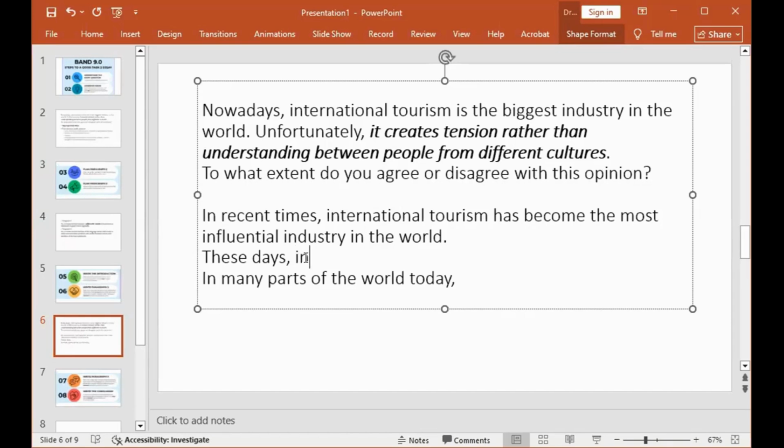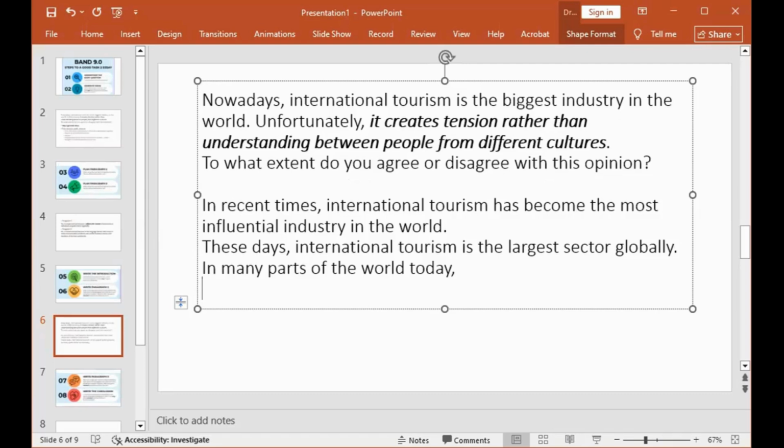These days, international tourism is the largest sector globally. That's another way to paraphrase. These days, I can as well say international tourism is the biggest industry in the world. So I am using a paraphrasing style that involves just changing words.